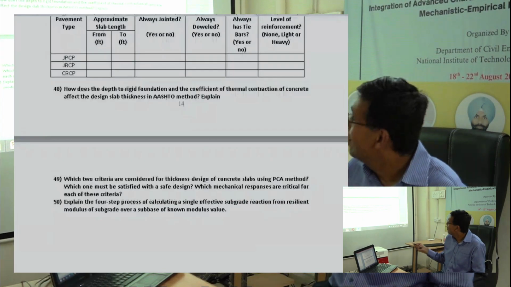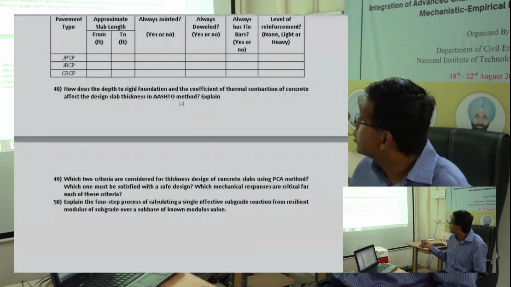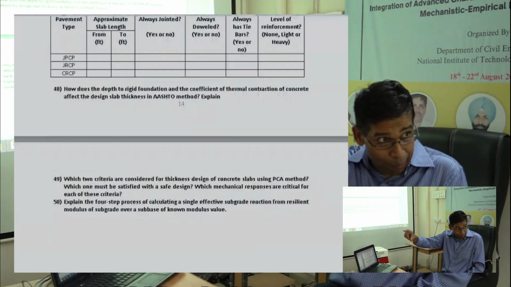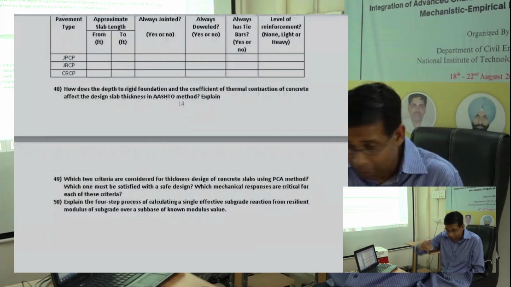Next one, which mechanical responses are critical to each of these criteria? So one is the stress, one is the deformation. One causes deformation. The erosion factor is completely related.